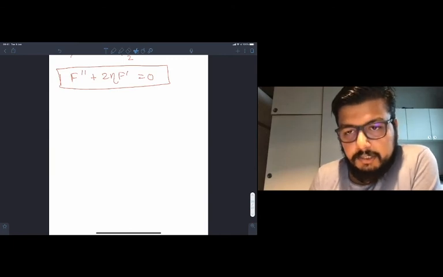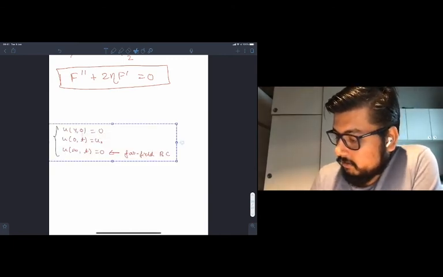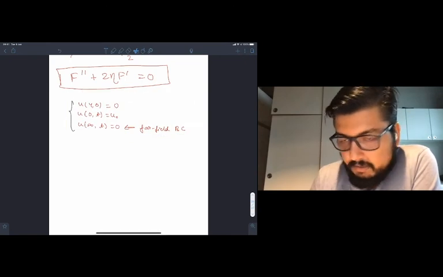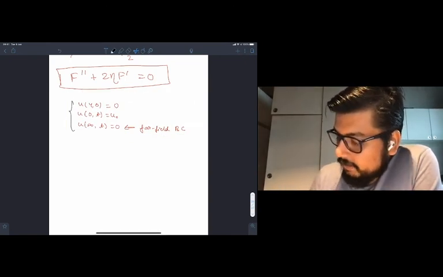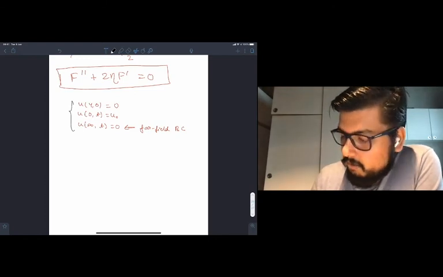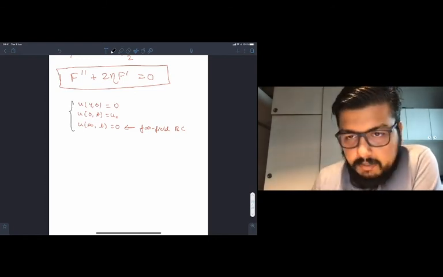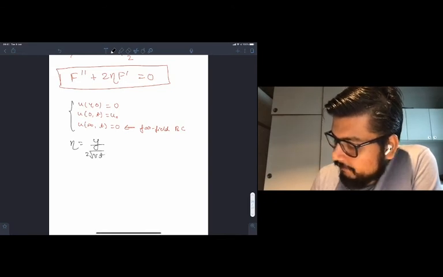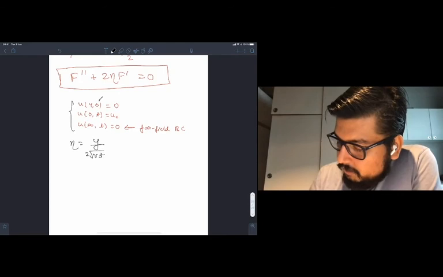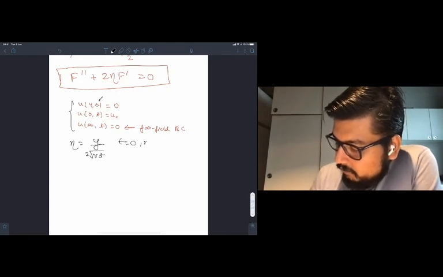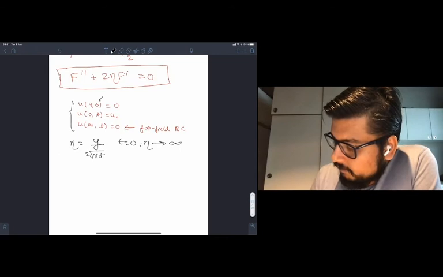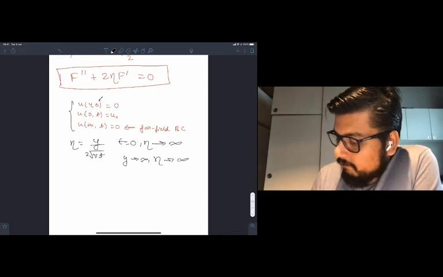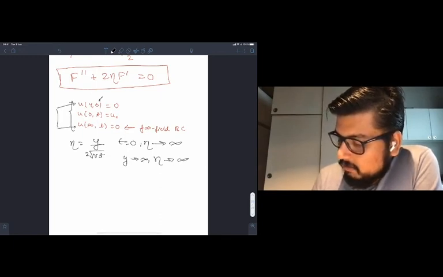So we can solve this equation if we put in the appropriate boundary conditions. So the boundary conditions are these. Now let us try and figure out what these boundary conditions will be in the new f and eta space. So eta is nothing but y upon 2 times square root nu t. So for t equal to 0, eta will tend to infinity. Also for y tends to infinity, eta will also tend to infinity. And we see that for both these cases, the velocity is 0.